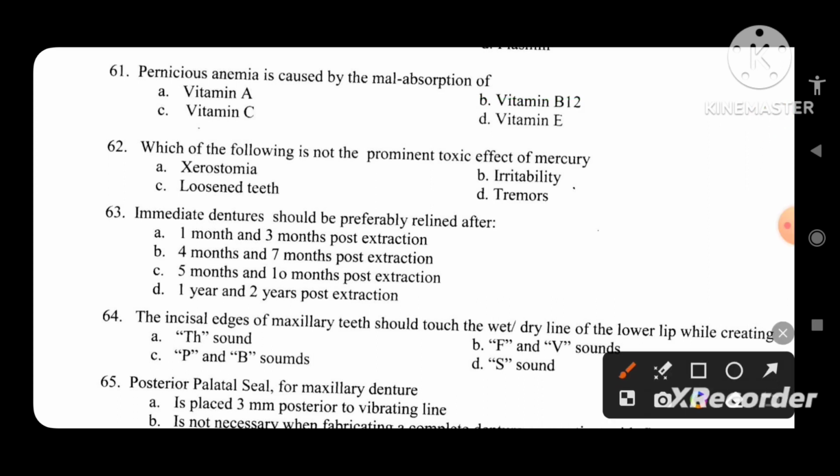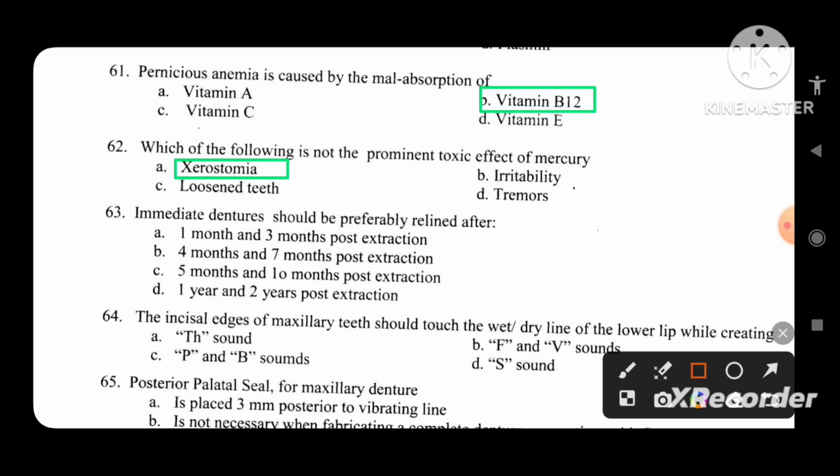Which of the following is not the prominent toxic effect of mercury? Xerostomia, irritability, loosened teeth, or tremors? And the correct answer is xerostomia. Xerostomia is not the prominent toxic effect of mercury, because xerostomia means dry mouth and it does not have the toxic effect.